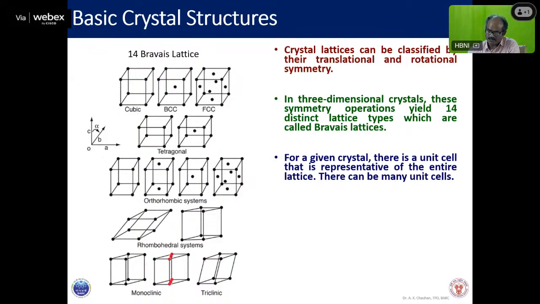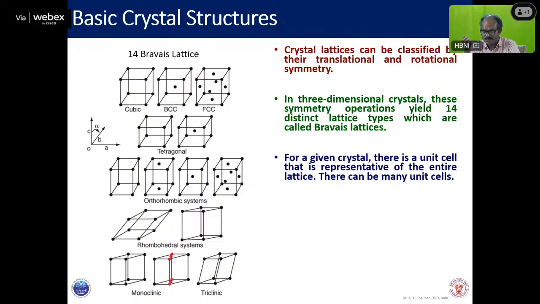So for a given crystal, there is a unit cell. What is a unit cell? It is a representative of the entire lattice. And there can be many unit cells. Like you have a smallest cell, and if you add 2 smallest cells, that can also be a unit cell. But the smallest unit cell, which contains only one lattice point, is called the primitive unit cell. All others are called the unit cell.